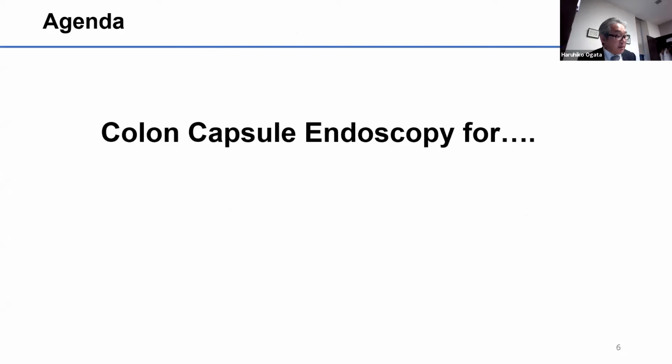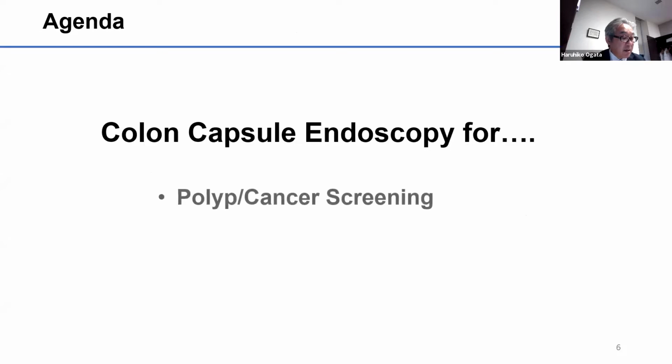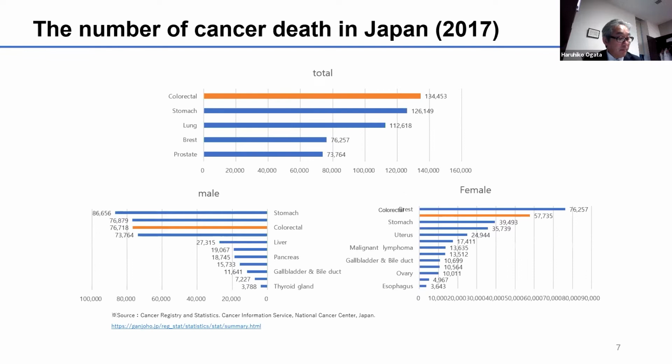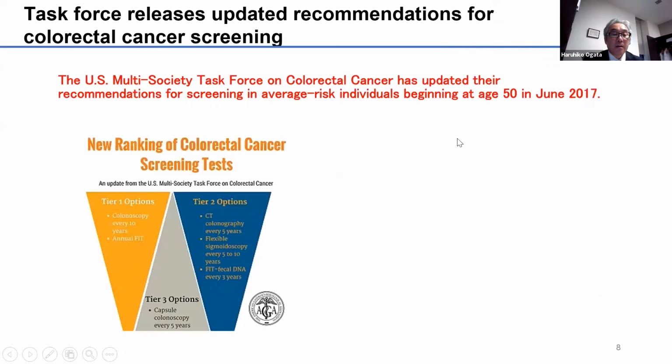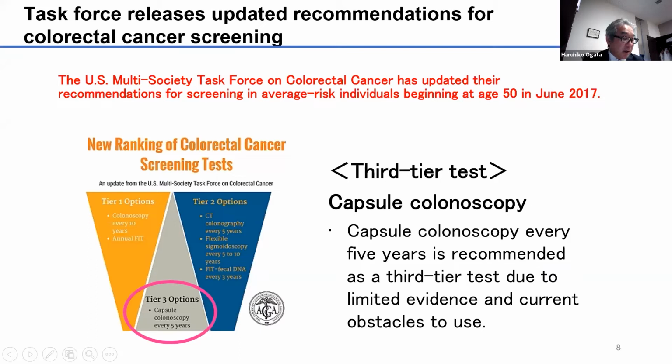So I will introduce the usefulness of colon capsule for colonic polyp and cancer surveillance and the evaluation of disease activity of ulcerative colitis. As you know, not only in Japan, but also in the Western countries, the number of colon cancer cases is increasing. Especially in Japan, it is a critical problem that colorectal cancer death has jumped up to number one currently. In the United States, a couple of years ago, the task force released updated recommendations for colorectal cancer screening. Colon capsule has been regarded as a third tier test, and examination every 5 years is recommended.